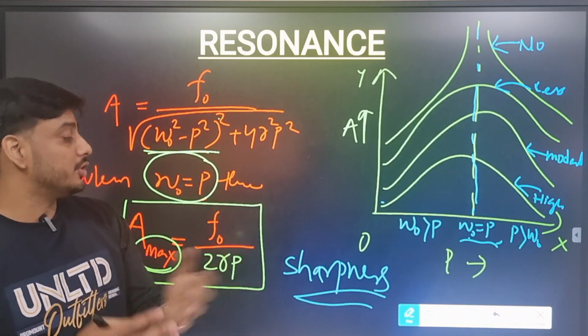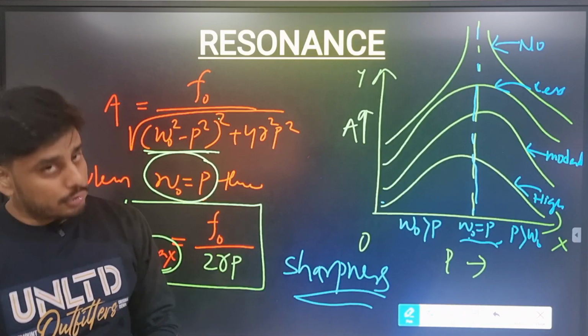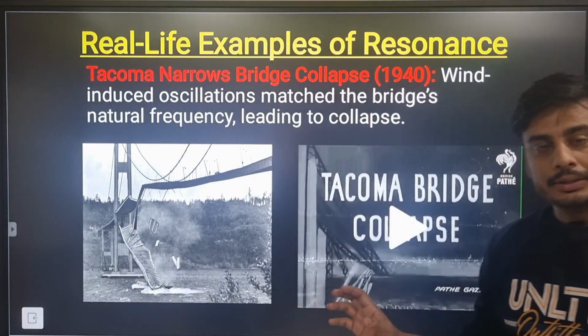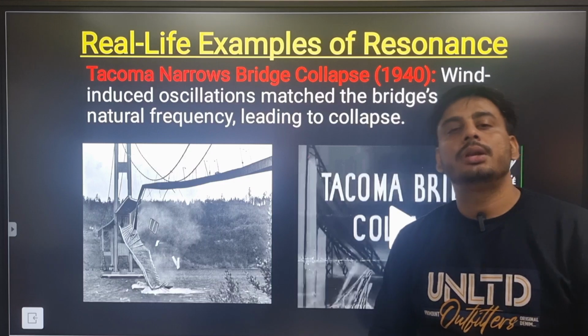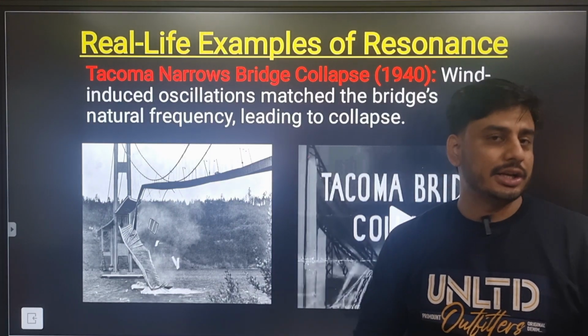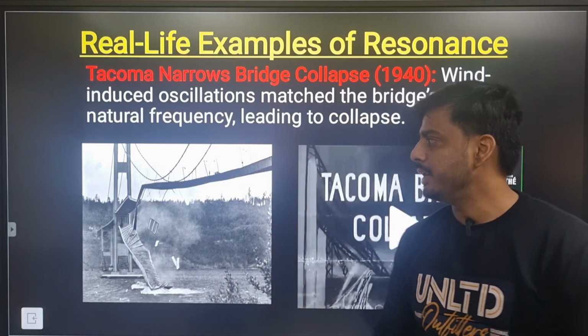So let's discuss some examples we face in day-to-day life due to resonance. Here you can see there are different types of resonance. We discussed mechanical resonance, acoustic resonance, optical resonance, electrical resonance. So we will discuss some of the examples we face in day-to-day life.